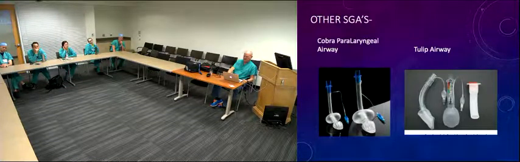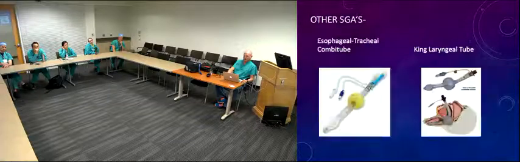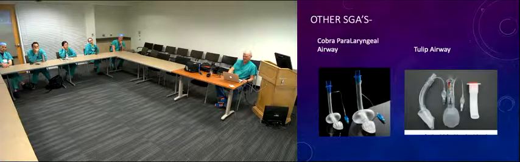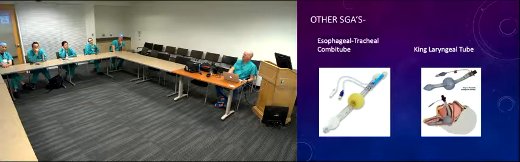And here are just some other supraglottic airways. You won't see most of these in clinical practice anymore, but you have the Tulip, the Cobra. Again, none of these prevent gastric aspiration, but in a pinch, that's your second concern. Your first concern is at least being able to ventilate them.